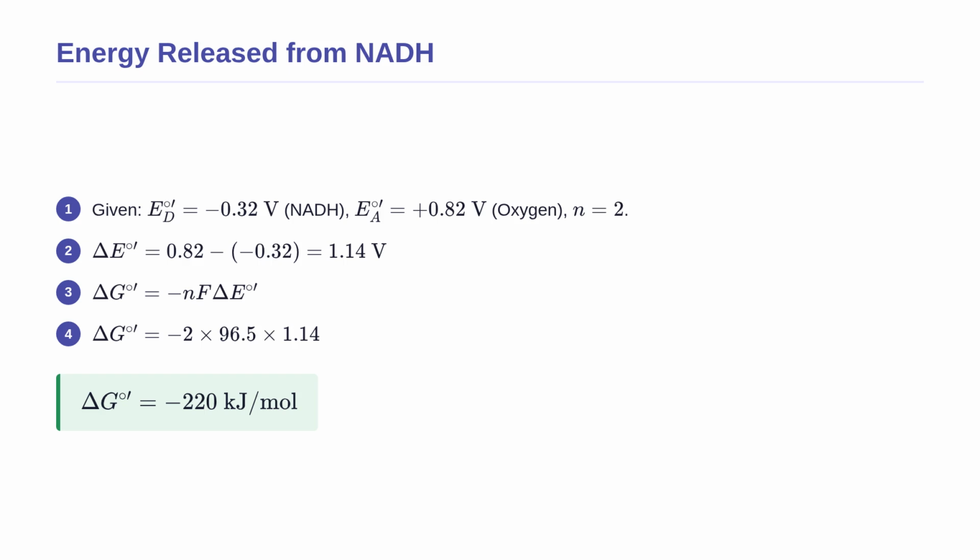Next, we substitute our values into the Gibbs free energy equation. Multiplying negative 2 electrons by Faraday's constant and our voltage difference gives us our final answer. The negative sign is absolutely crucial here. It tells us that 220 kilojoules per mole of energy is released into the cell to pump protons.